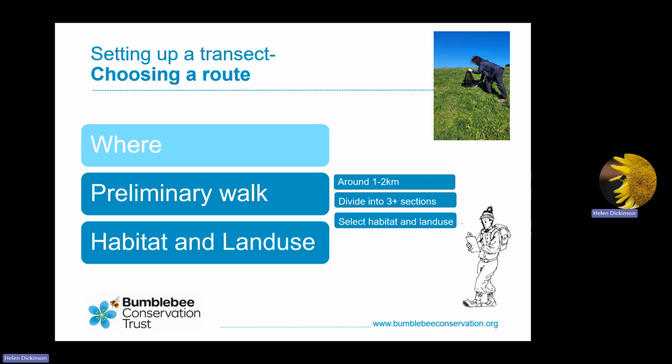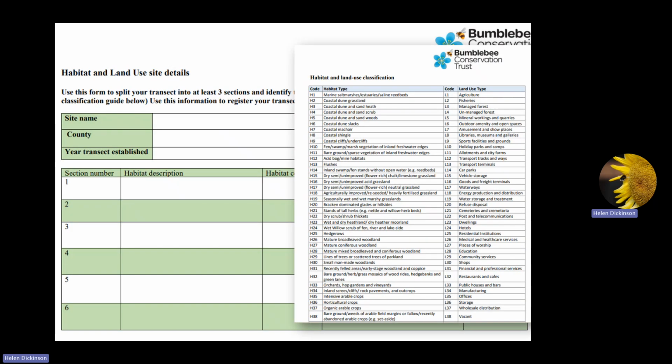So we want you to give us some information on the habitat and land use for each of those sections. So we've got some forms that you can take out with you, and you can download these from the resources page on the website. A habitat and land use site detail form allows you to record the habitat and land use you see for the different sections on your transect.